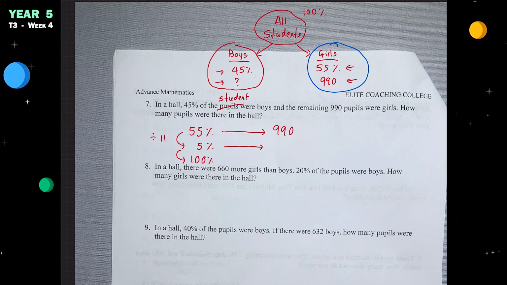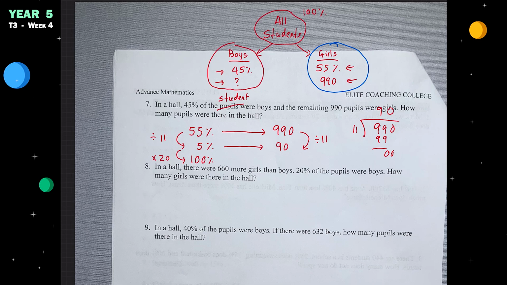And then to go to 100%, we must times it from 5 to 100, you must times it by 20. Okay, so we do the same here. Same thing here, we divide it by 11. That gives 990 divided by 11 will give you 9. 9 times 11 is 99. Take away 0, 0, and that's 90. So therefore, it should be 90, right?